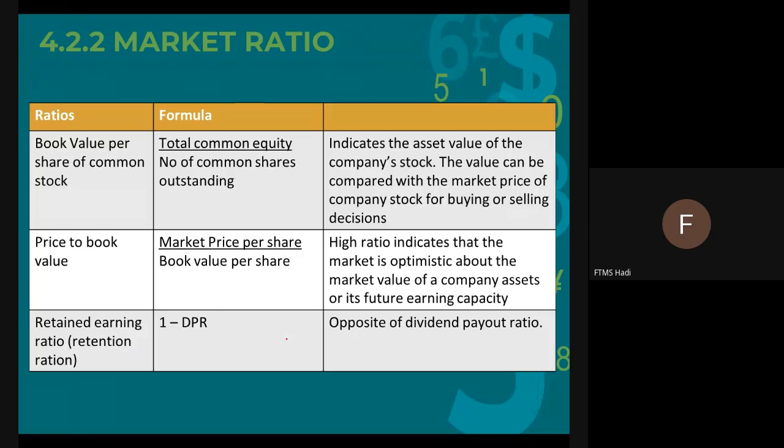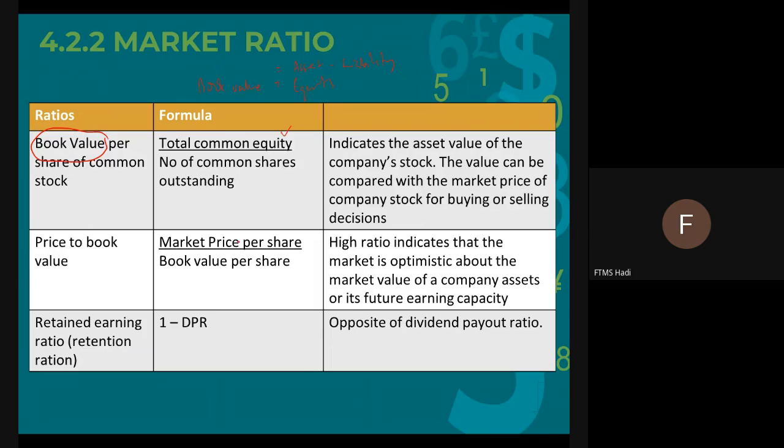Book value per share of common stock. For your information, book value has the same meaning as equity. Sometimes they call it the difference between asset and liability. That is what book value stands for. Nilai buku, that means asset tolak hutang, divided by the number of common shares outstanding.